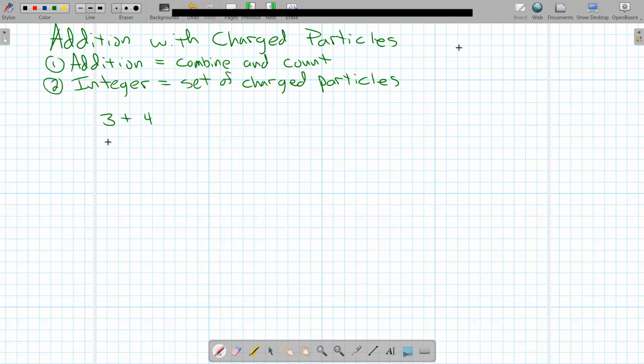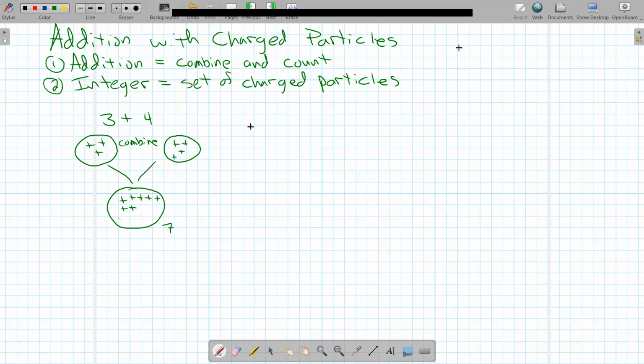I have to show a set of 3. 1, 2, 3. I want to combine that with a set of 4. And then put them together, and I get this new set that has 1, 2, 3, 4, 5, 6, 7 of them, right? I have my 4 and my 3 for 7. Positive 7 would be the result.